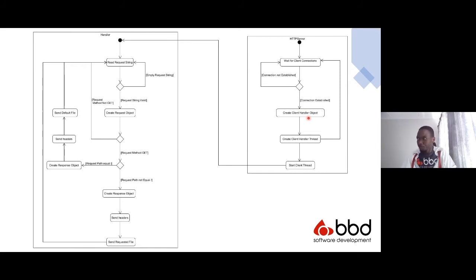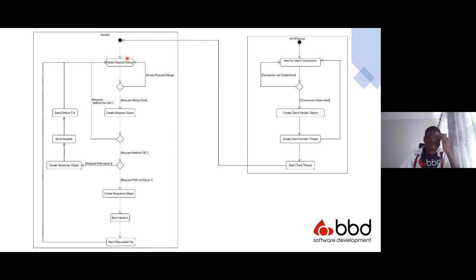The handler object is just that object that will run on a thread once the connection is established. Once the thread has started, the server will continue listening for other connections, in case another person on a different machine tries to connect to the same web server. And then for that client that is connected and the thread that is started, we will move to this handler and actually read the request string.